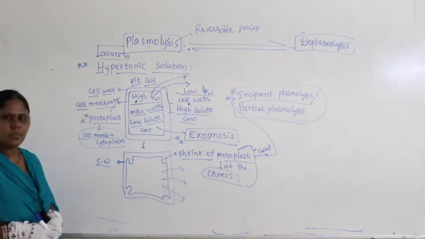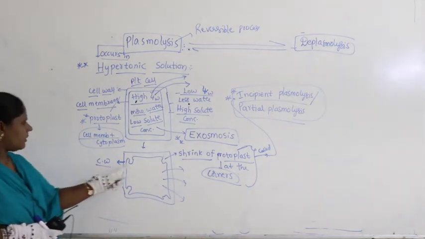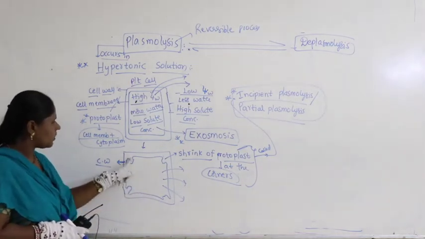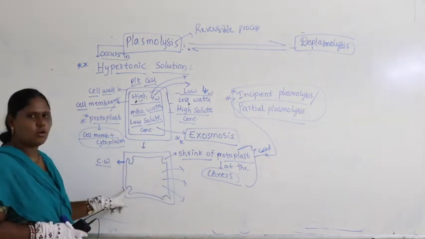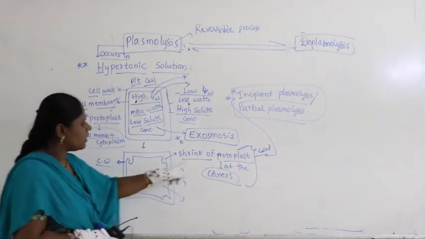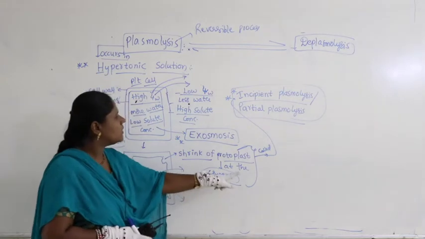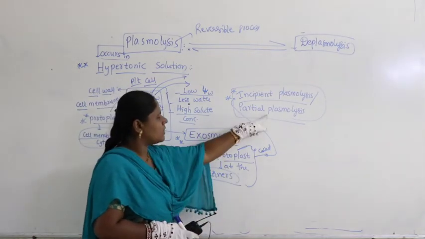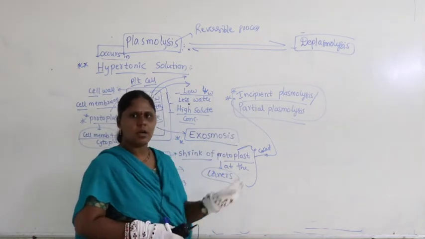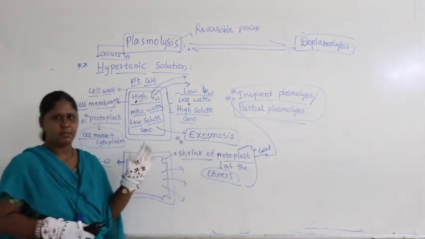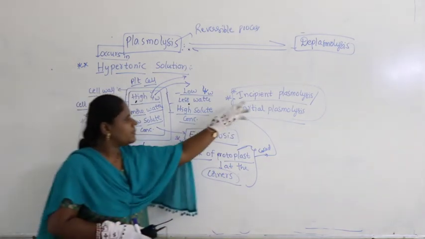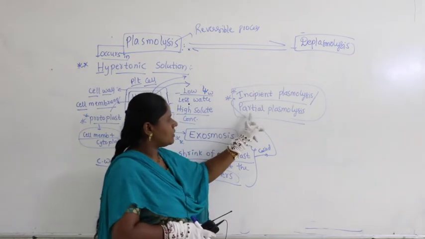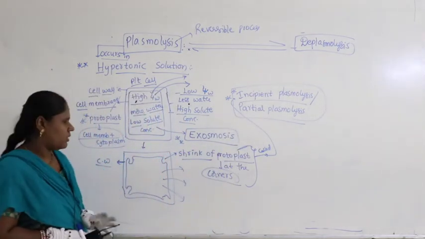What is it referred to as when you can see the protoplast shrinking at the corners? Such shrinking of the protoplast at the corners is called partial plasmolysis, or incipient plasmolysis. Incipient plasmolysis itself is called partial plasmolysis.